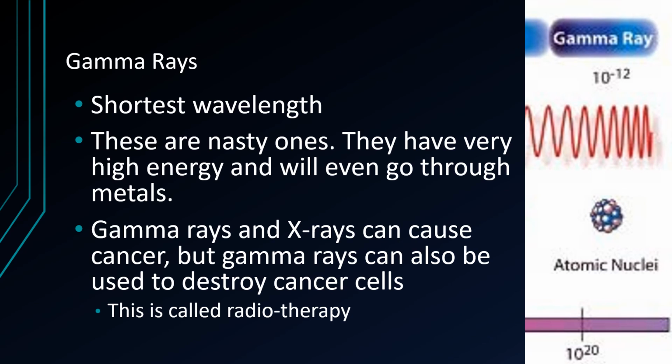The shortest wavelength are gamma rays. Up here at 10 to the negative 12, about the size of an atomic nuclei. These are fairly nasty ones. They have very high energy and can even go through metal. X-rays get stopped with metals. So gamma rays and X-rays, they can cause cancer because they're so powerful.